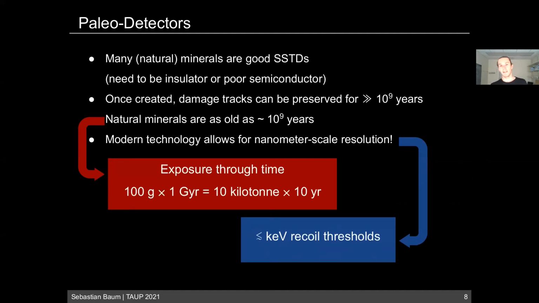And in particular, say you have a typical keV recoil as would be induced by dark matter, the length of the corresponding damage track would be on the order of something like 10 to 100 nanometers. So if you have a microscope that can read out tracks with nanometer-scale length resolution, that would correspond to having sub-keV to keV recoil energy thresholds. So in essence, a paleo-detector would be a recoil detector with exposures on the order of kiloton-years or 100 kiloton-years, but keV nuclear recoil energy threshold.